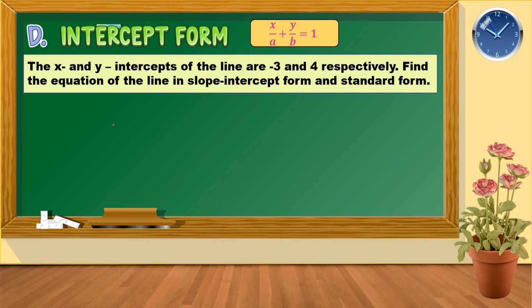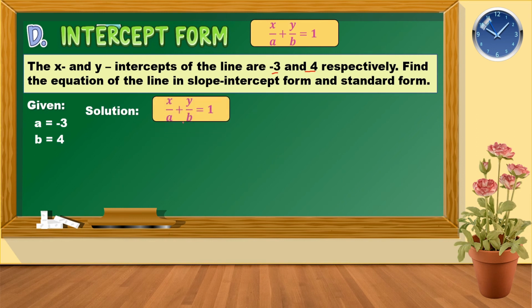So, ano yung given natin dito? X and y intercepts, which are negative 3 and 4 respectively. So, lagay natin yung given. Yung x-intercept natin is negative 3 or a equals negative 3. Our y-intercept is 4 or b equals 4. Okay, so ito na yung given. Let us now solve. So this is our formula. Let us just substitute the values.